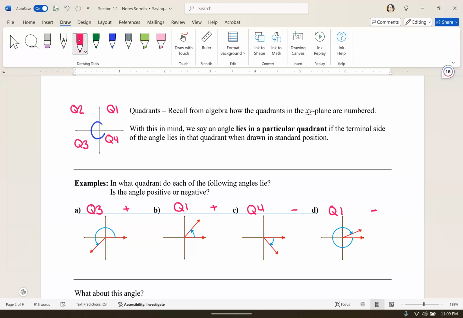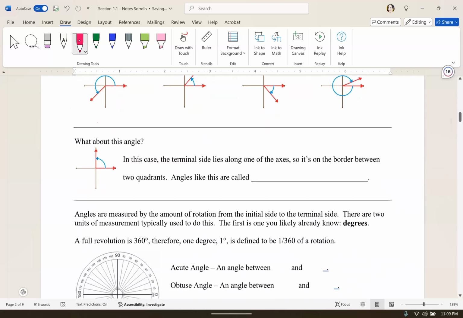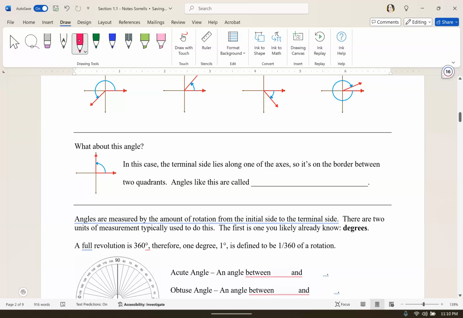Hopefully we did really well in that section. But what about this angle? I'm sitting right there on the y-axis. When the terminal side lies along one of the axes, it borders between two quadrants. So we call these quadrantal.